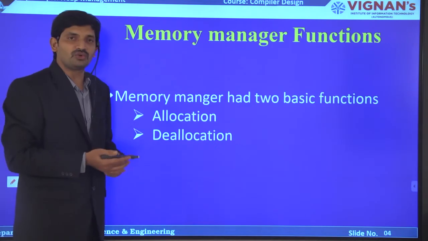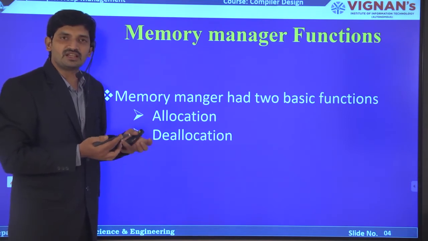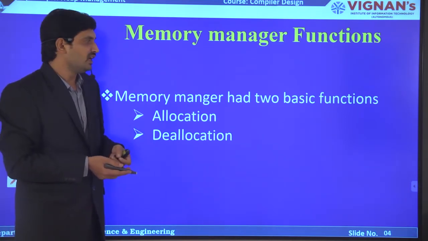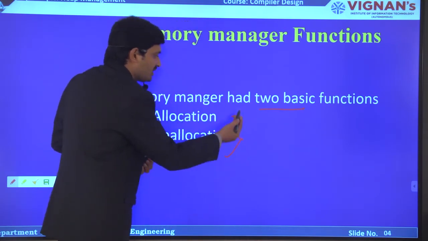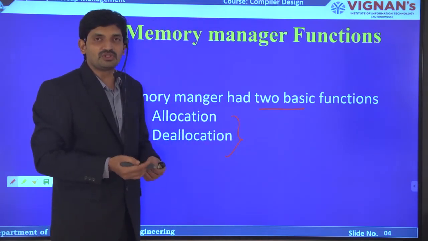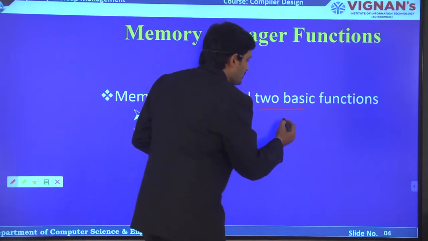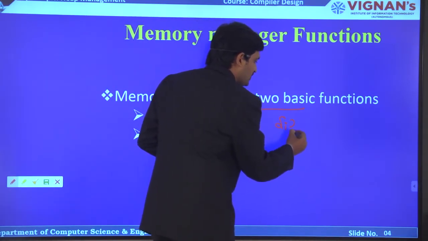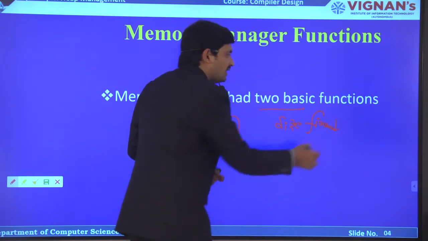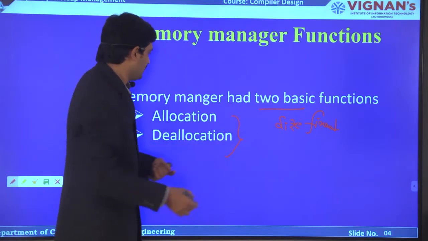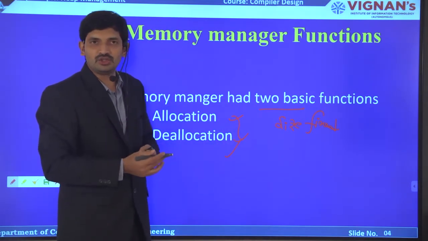Here we are going to deal with the memory manager. This is assigned by the operating system. It deals with two basic functions known as allocation and deallocation. If it is static allocation, the size of memory is fixed for any data. But in dynamic memory allocation, it may be allocated and deallocated depending upon the user's need.